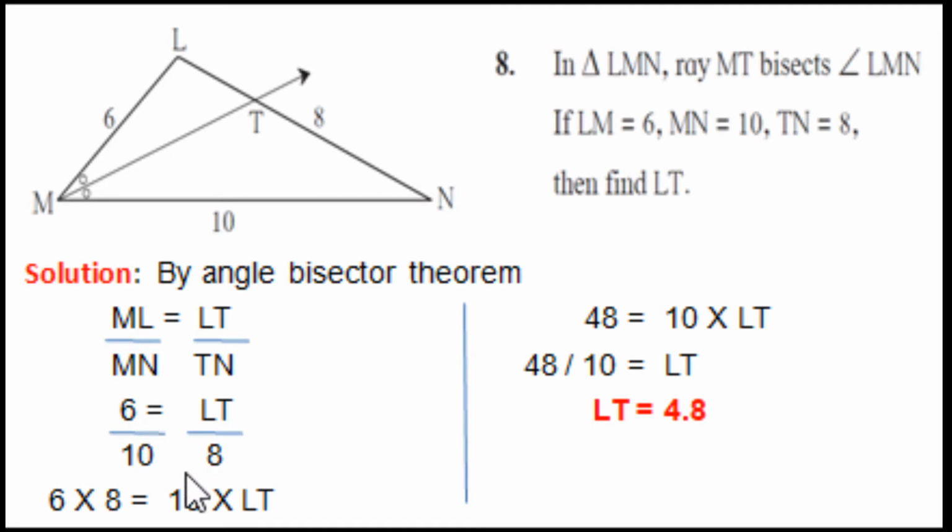Cross multiply. 6 eights are 48 is equal to 10 into LT. So 48 is equal to 10 into LT. Then LT is equal to 48 divided by 10. You get the value of LT as 4.8. Next question.